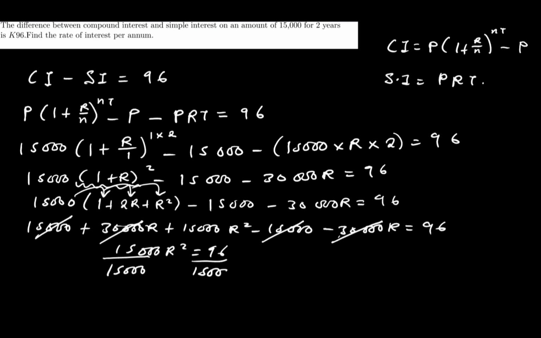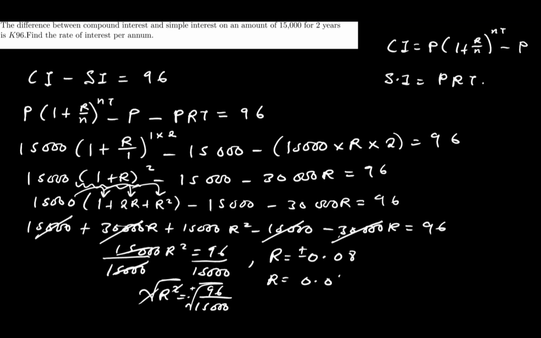So I can solve for R. We have R squared being equal to 96 over 15,000. You can root both sides and we have plus or minus there. This will cancel out with that, and we have R being equal to, if we root this, 0.08. But now the rate, we have plus or minus 0.08. Then we have to consider a positive value, so the rate is equal to 0.08.